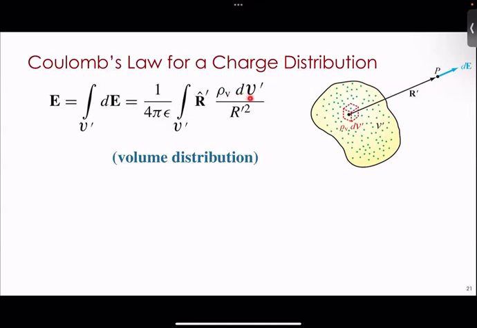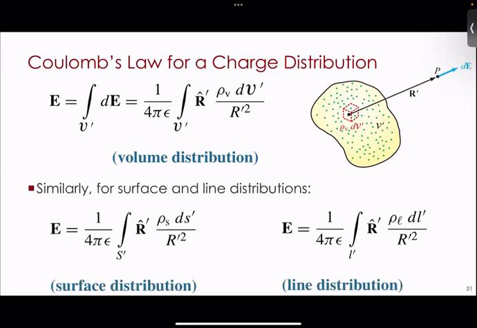Rho v dV, and the distance between your particular point you're considering to the observation point. This is for a volume distribution, but you could do the same thing with the surface and the line. The only difference is, instead of integrating over a volume with dV, we integrate over a surface with dS. Instead of rho v, we have rho s.